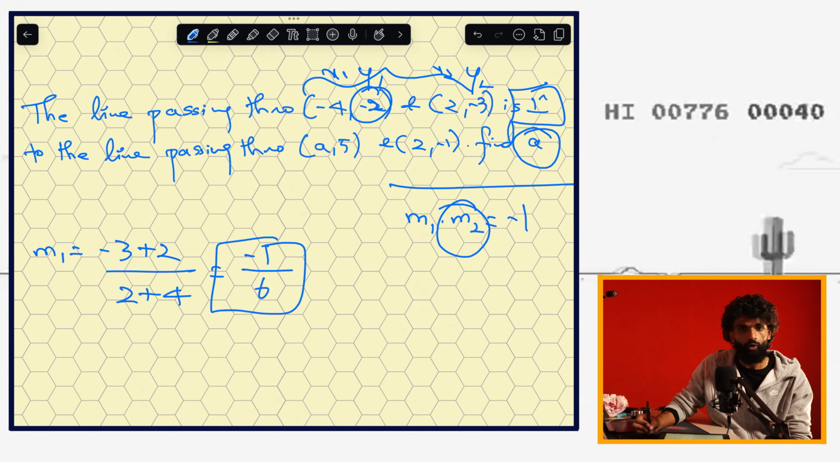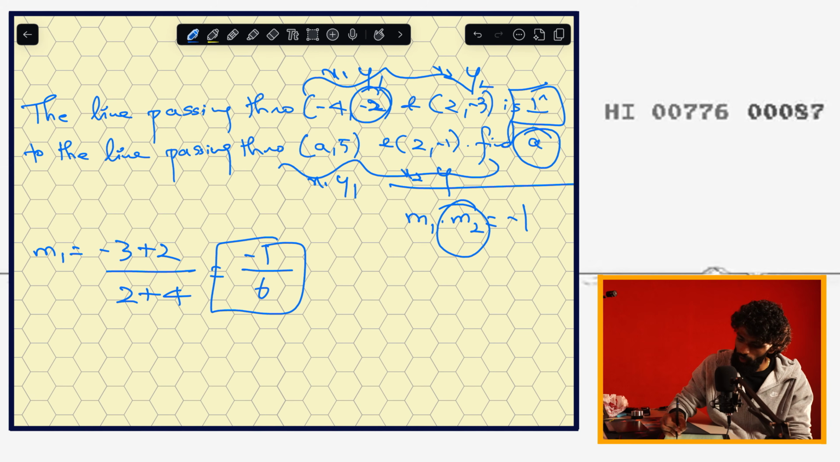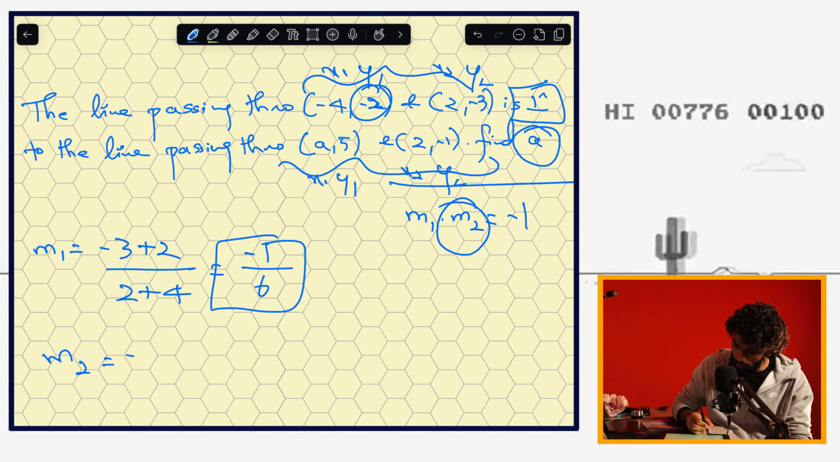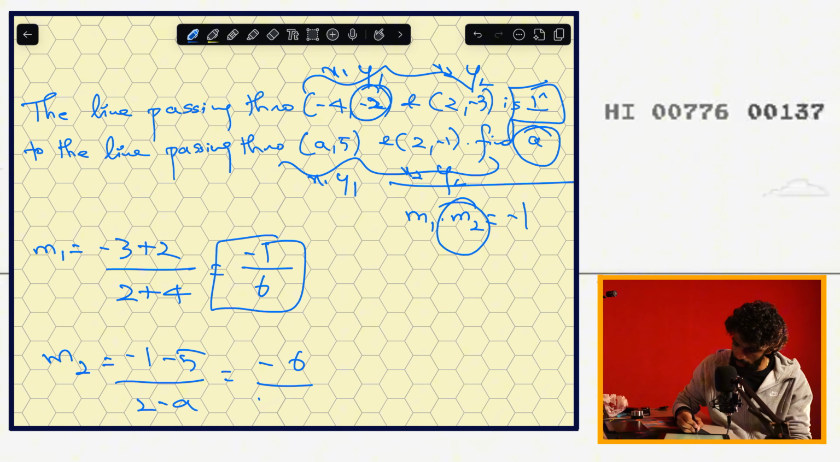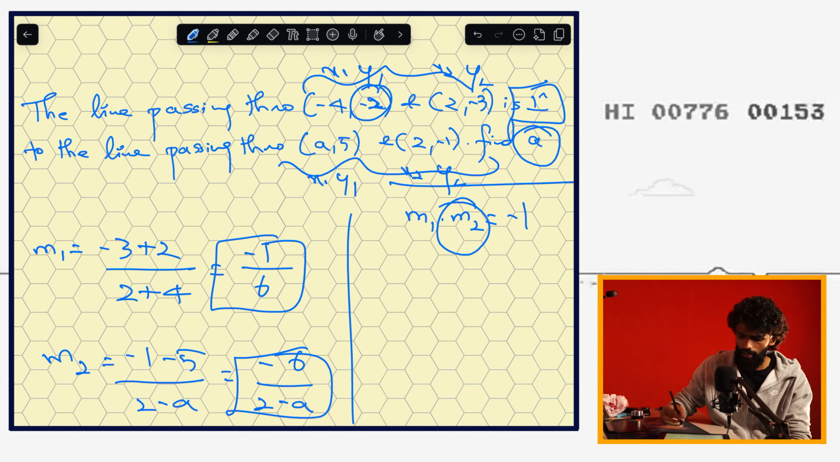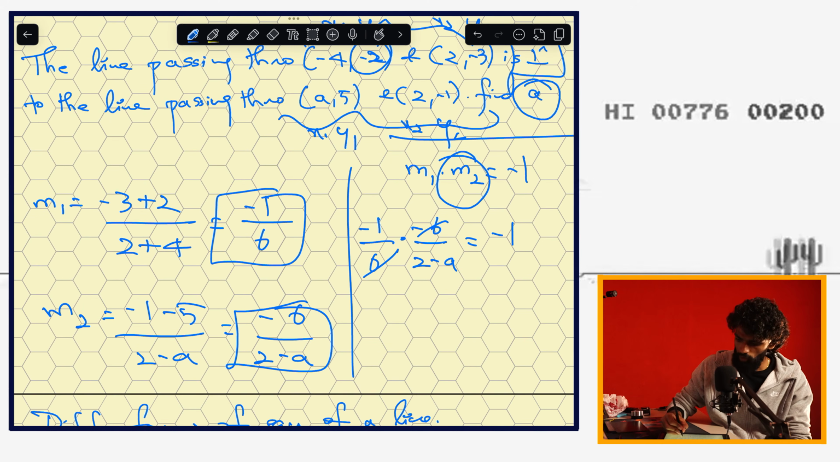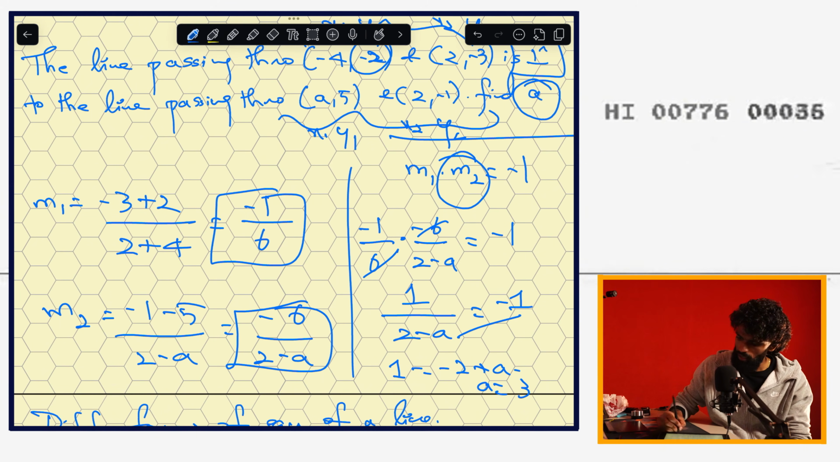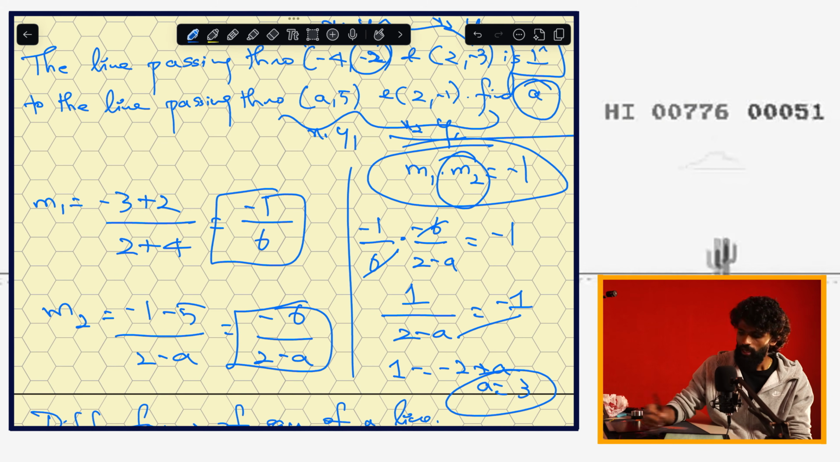Done. m2 I will be able to find, but the problem is I will be getting the slope in terms of A, because the second set of points has A in it. So I'll write x1, y1, x2 and y2. m2's value is y2 is minus 1, minus 5 divided by 2 minus A, as I told you. So the answer is minus 6 by 2 minus A. Absolutely no problem, because I know the condition here. So m1's value is minus 1 by 6 dot minus 6 by 2 minus A equals minus 1. I'll be able to cancel the 6 off. Minus 1 into minus 1 becomes a plus 1 divided by 2 minus A equals minus 1. Crisscross. 1 equals minus 2 plus A, so A's value equals 3. That's your answer. But the most important thing is understanding the condition.